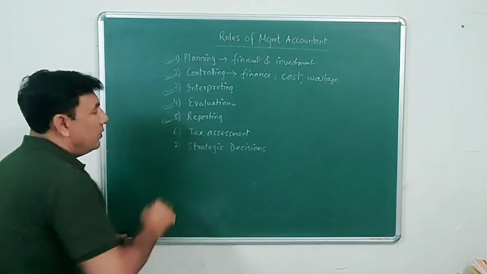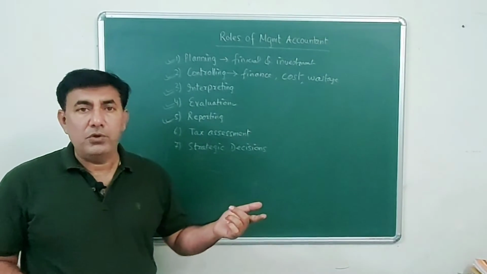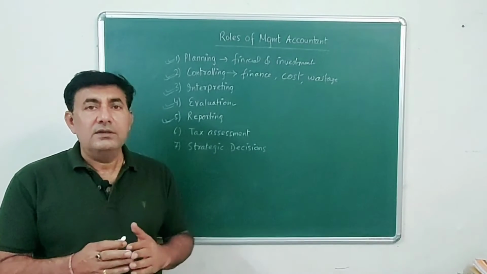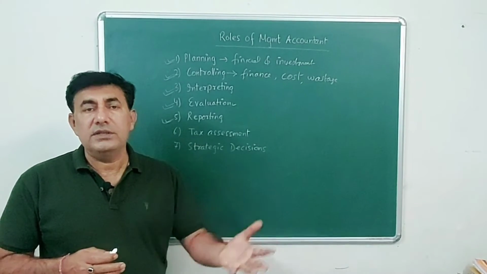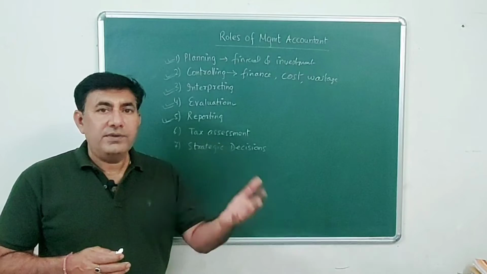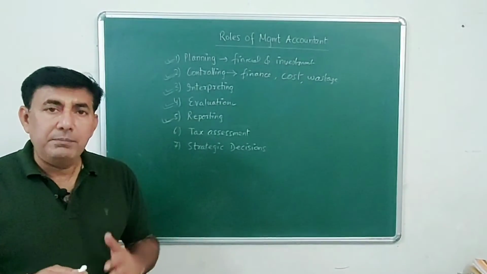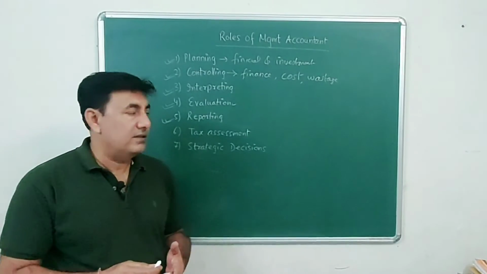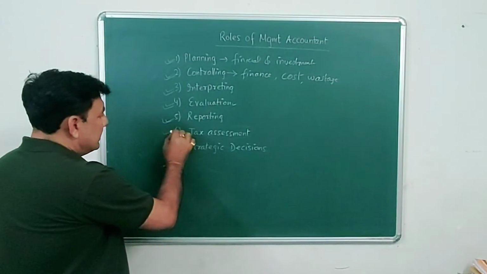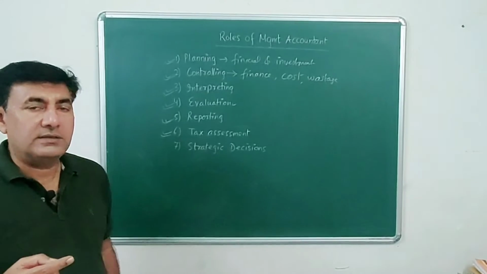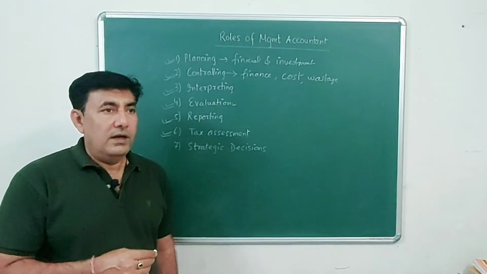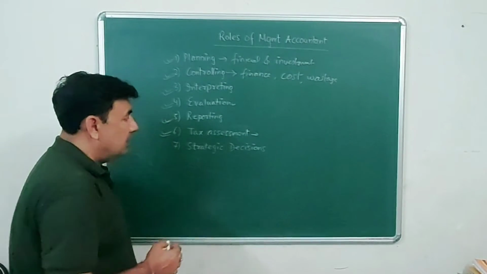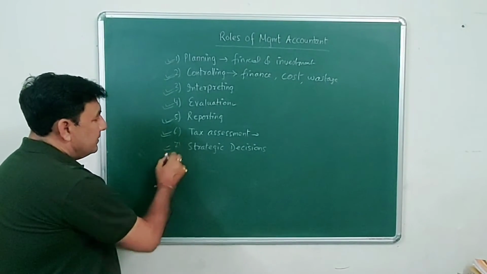Then comes reporting. He will report to his senior boss. Whatever he thinks, whatever he plans, he will always propose to the senior manager, so that after getting the plan passed by the top management, he can execute those plans. Then comes tax liability. He will assess how much tax the company has to pay, and he can be assisted in this by the financial accountant.